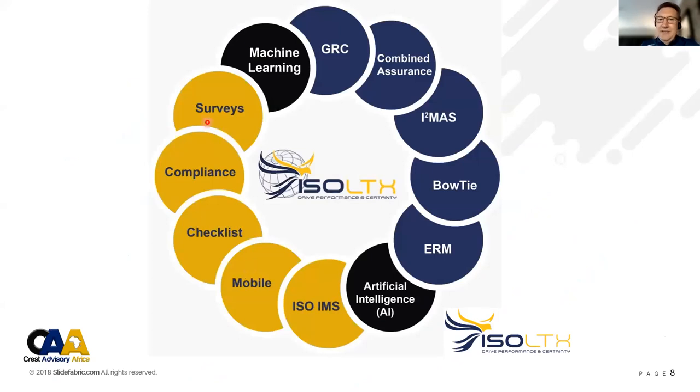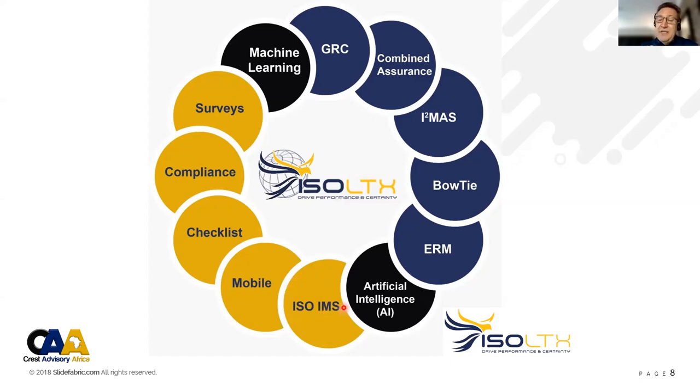Now, if you're looking at that, I just want to give you this overview quickly here. ISOLTX is a GRC system, governance, risk, and compliance. It is a combined assurance system, because I will show you that now. It is an I2MS. It is giving you the bow tie risk assessment methodology. It is an enterprise risk management system. We are having frameworks like ISO King 4, ITIL Gobert 4, etc.